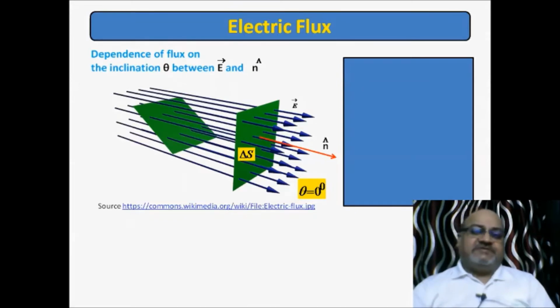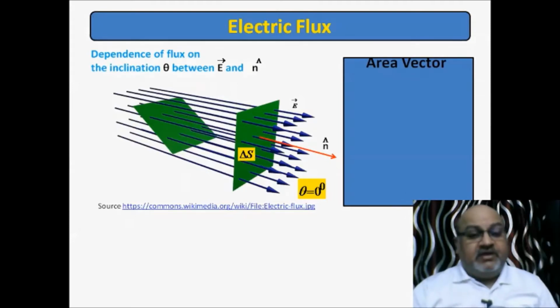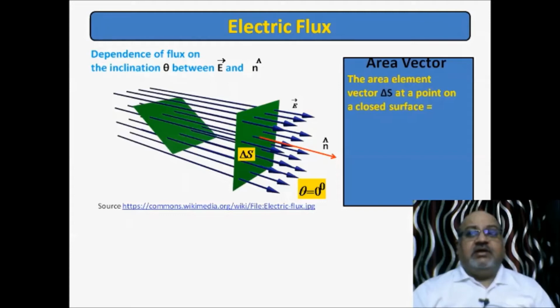What is in this box? Area vector. What is area vector? Again I am repeating, area is a scalar quantity, but we call it area vector because here area plays some role as vector, because direction of electric field lines we are taking from the area. So area element delta S at point O. The area element vector delta S at a point on a closed surface is delta S into n cap.